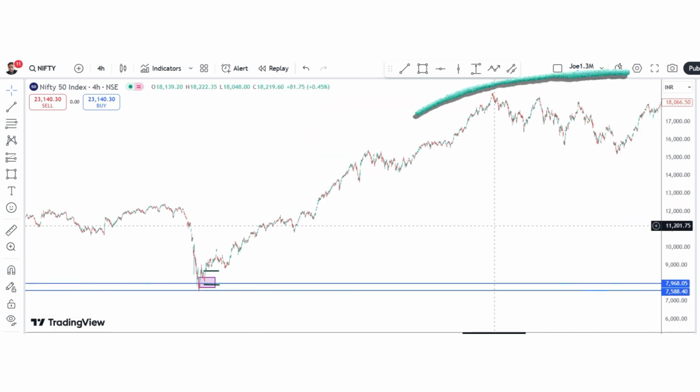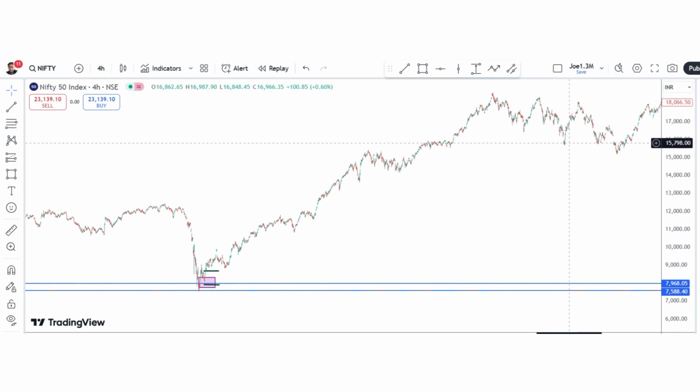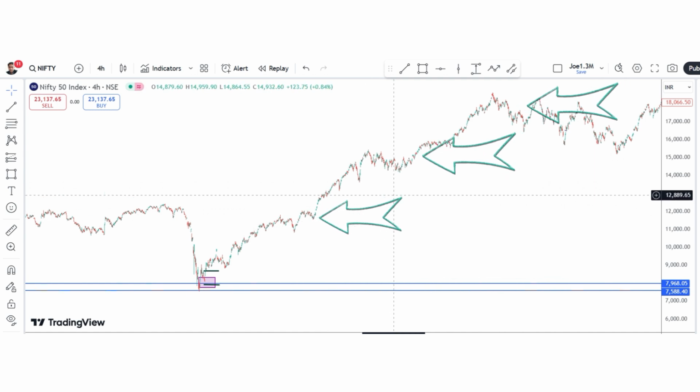For example, here it started creating lower lows. So this is where you can exit the market, or you can keep a target and exit the market. If you think that you have made enough, like 1:5, 1:8, 1:10, you can exit the market.